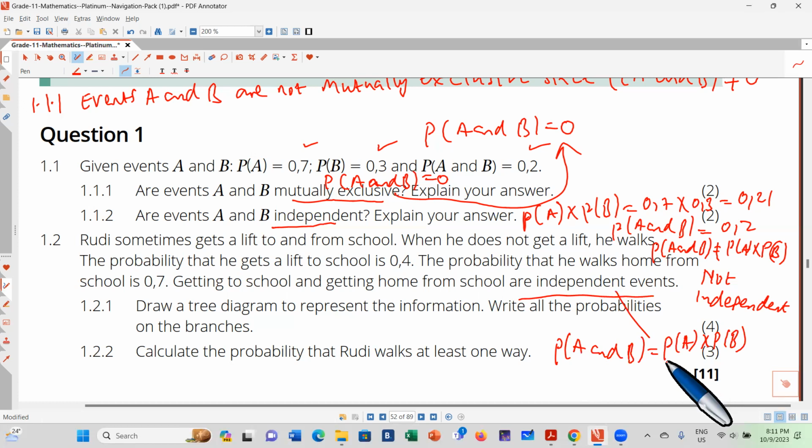Okay. So now, getting to school and getting home from school are independent events. So you can say getting to school is maybe the event A, and getting home from school is the event B. If they're independent, it means that the probability of A and B is the probability of A times the probability of what? Of B.